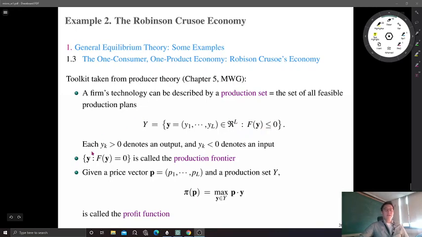So it is a convention to write y sub k, the kth good, as positive if it is an output that is produced by this firm. And if the firm uses y sub k, the kth good, as an input, then we label it as a negative number. So in this production plan, a positive number represents an output, and a negative number represents an input.